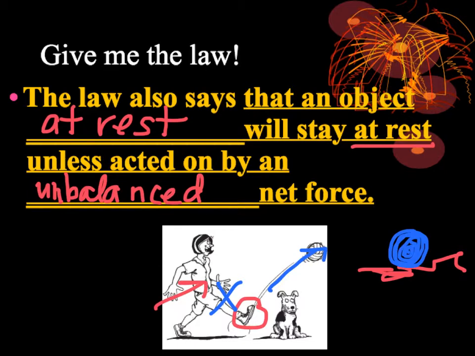So 2 parts to Newton's first law. Object in motion stays in motion. Object at rest stays at rest. Both will do those things until they're acted on by an unbalanced outside net force.